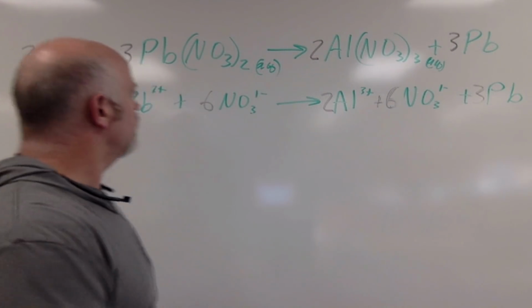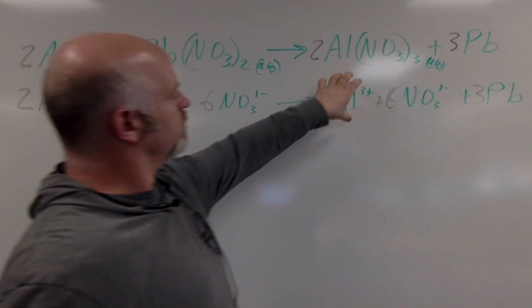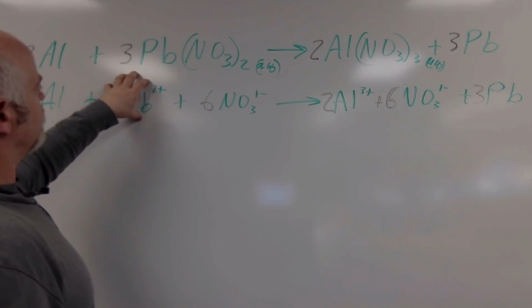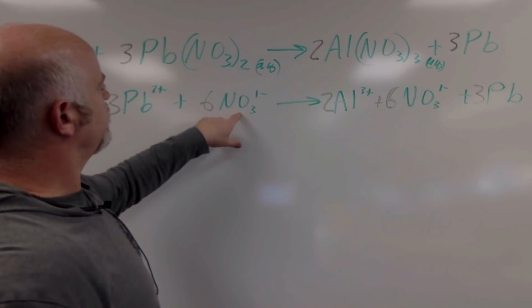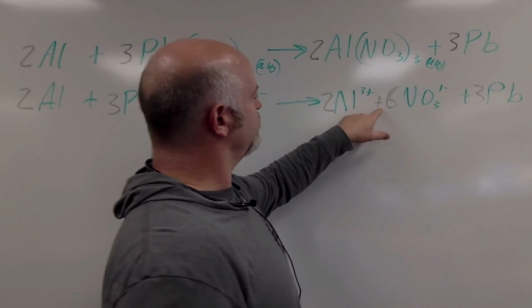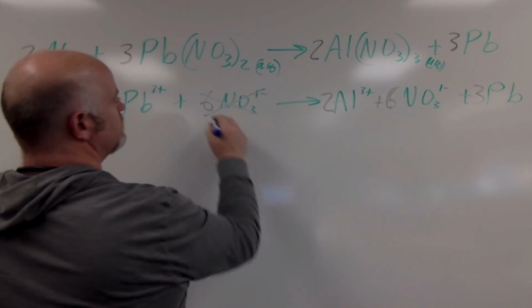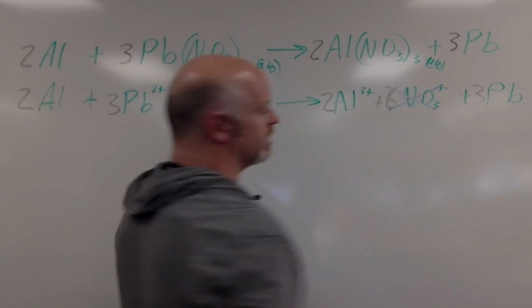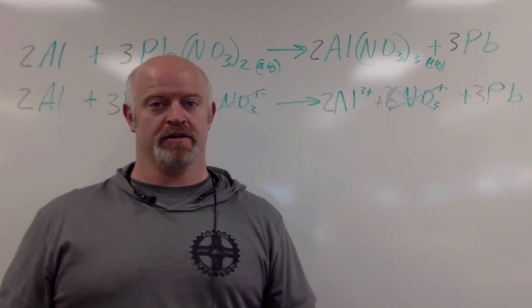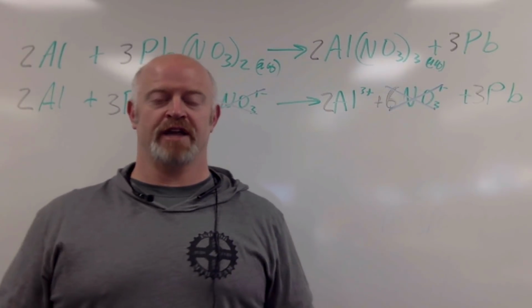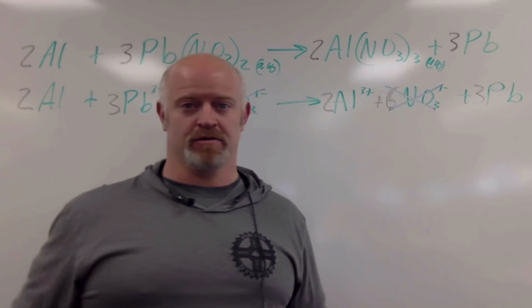And if we start to break this down, let's see what's happening. Aluminum is going from aluminum to aluminum 3+. Lead 2+ is going to lead neutral. 6 nitrates -1 are turning into 6 nitrates -1. So this part of the reaction is not making any changes. Okay? So it's not being oxidized, it's not being reduced, it's a spectator. So we're going to get rid of that in terms of our half reactions. It's there, it's providing charge balance, but it's not reacting, okay?